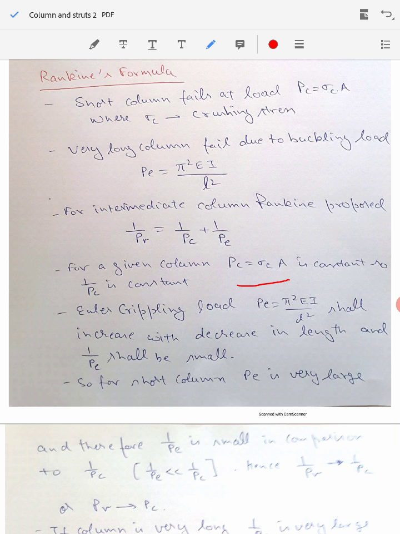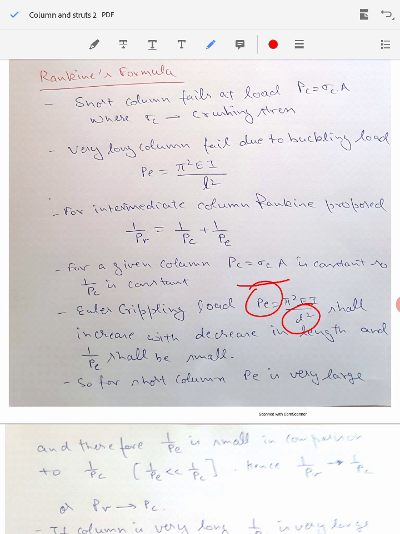But the Euler's crippling load pi square EI by L square is the one which will change with the length values. So we see that PE equal to pi square EI by L square will increase with the decrease in length. So if L is small here, the value of PE will be more. You will get a higher value of PE.